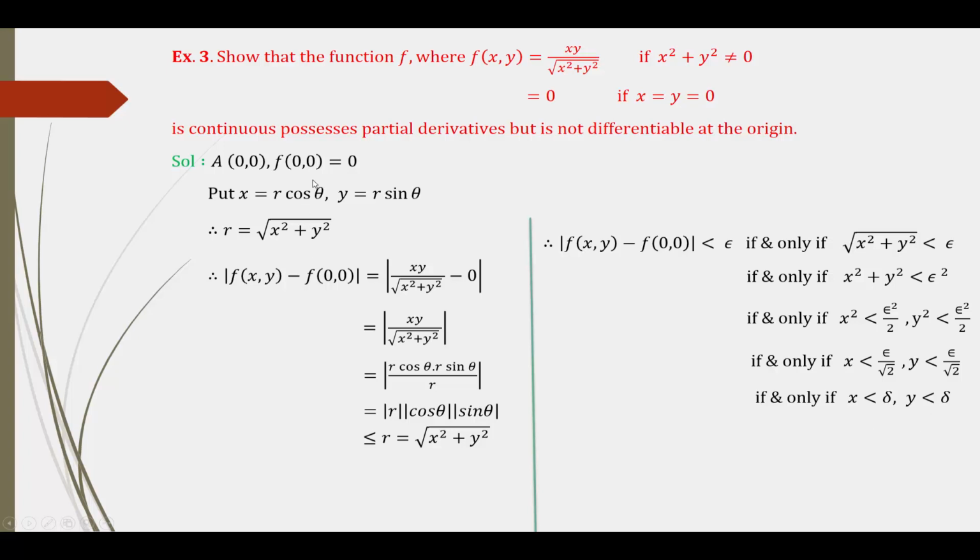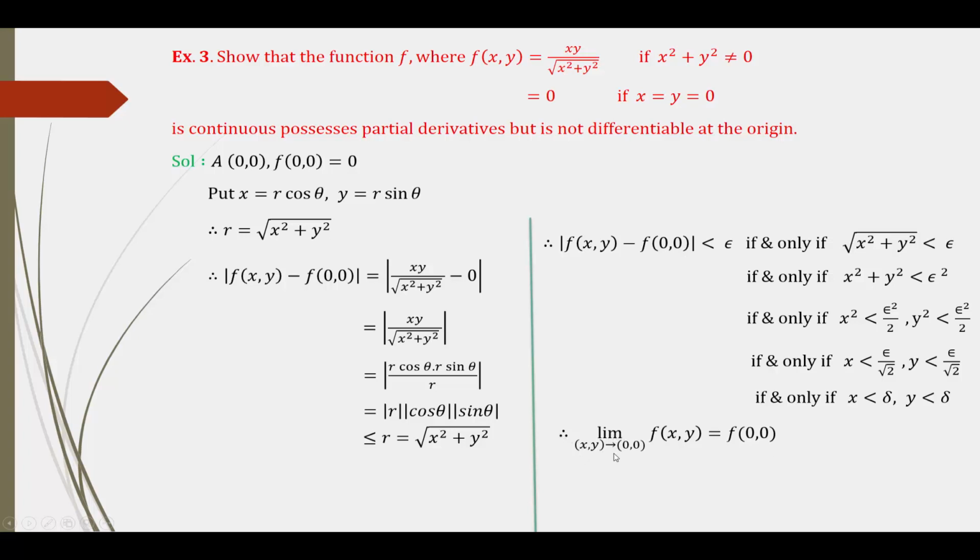That means when the modulus of x minus 0 is less than delta and y minus 0 is less than delta, then the modulus of f(x,y) minus f(0,0) is less than epsilon. This is the epsilon-delta definition of continuity. So the limit of f(x,y) as (x,y) tends to (0,0) equals f(0,0).